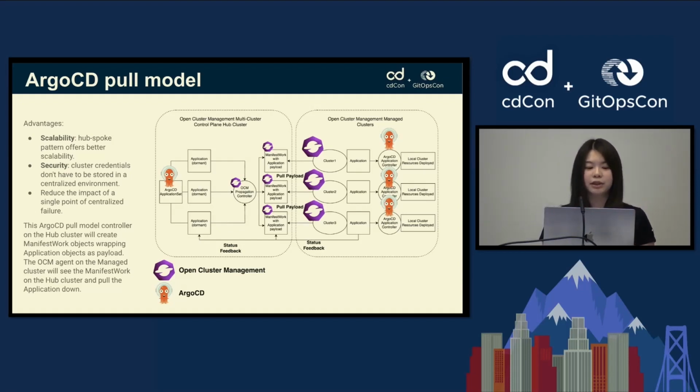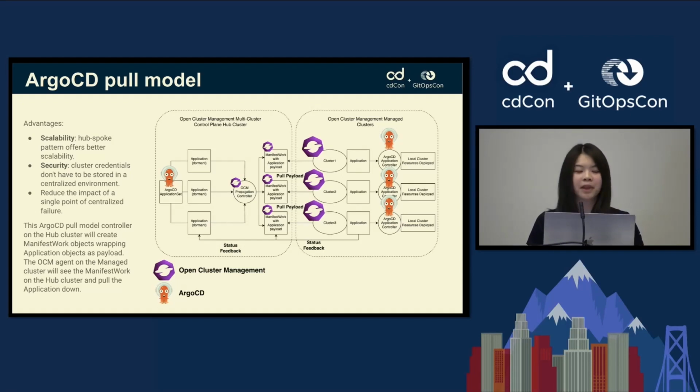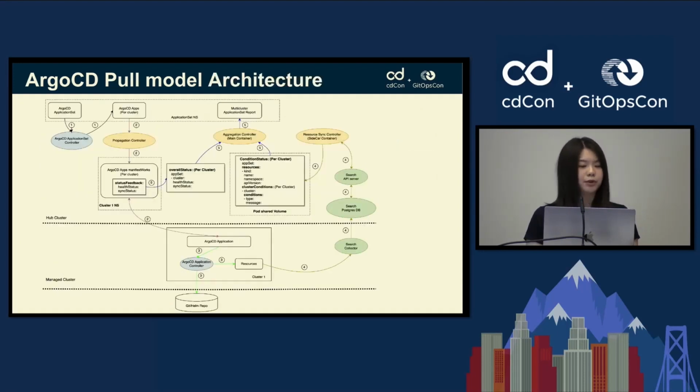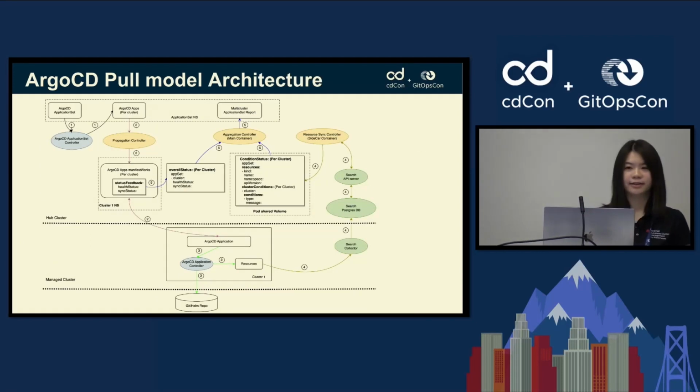And we also increase the security by no longer requiring the credential to be stored in a centralized location, which is a hub. Lastly, it's reducing the impact of a single point of centralized failure. So if your hub failed, you still have the application on your managed cluster, and they can still perform local deployment. Now I'm going to pass over to Xiangjing for more details.